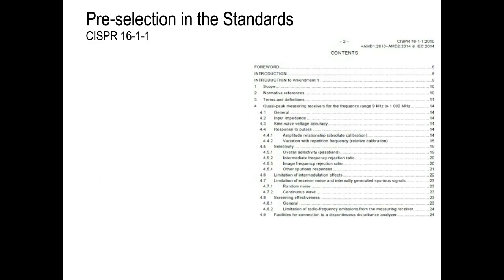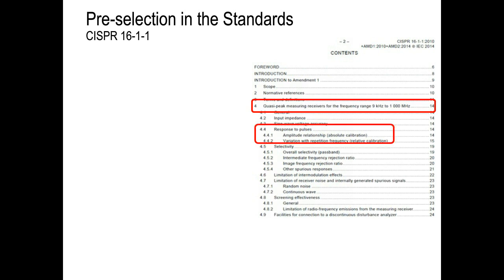Okay, so here is CISPR 16-1-1. Here's a table of contents. Section 4, quasi-peak measuring receivers for the frequency range of 9 kilohertz to 1 gigahertz. And what is section 4.4? It's the response to pulses.